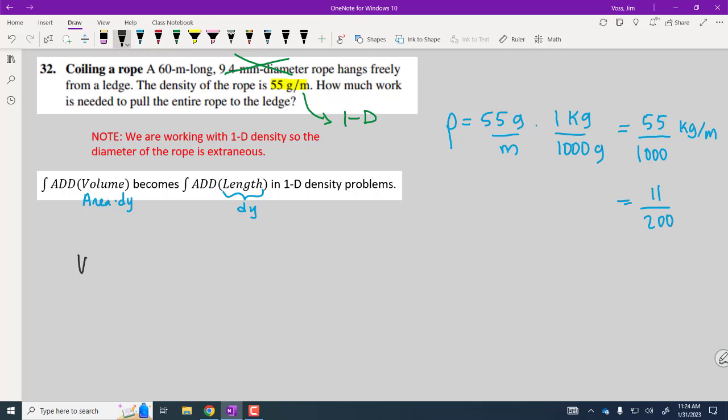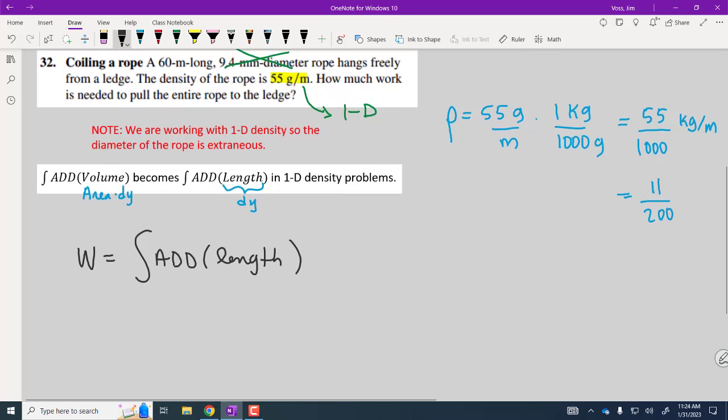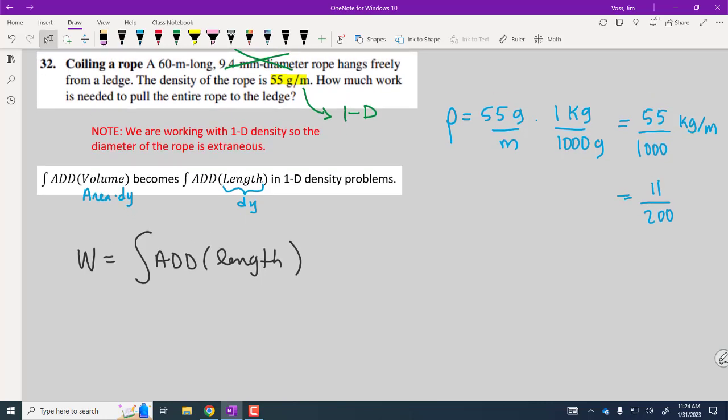So our work done, instead of adding volume, it's going to be adding length. Everything else is the same, means the same thing. Acceleration, density, distance. Acceleration doesn't change. It's the acceleration due to gravity. The density we just found, that's 11 over 200.